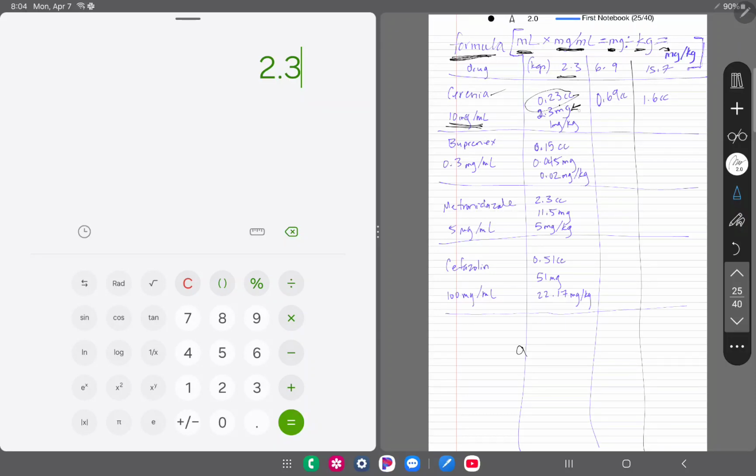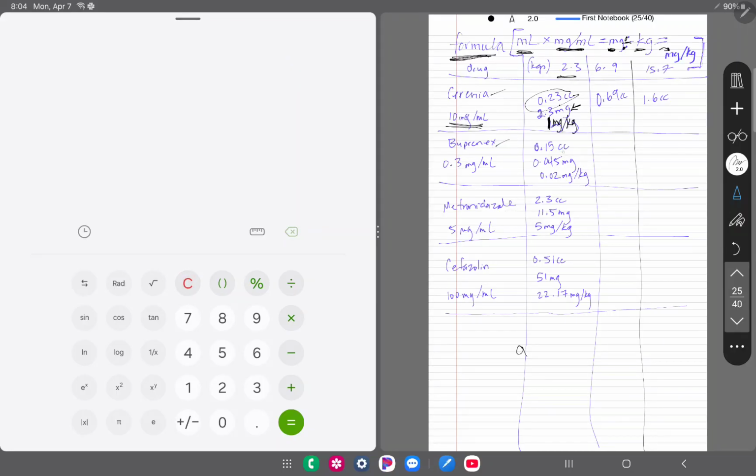That's good and all, but what if you are trying to write up your VTS report? Sometimes they need you to write it out as mg per kg. Well, that's fine. We can do that too. We'll take our milligrams divided by kilograms. So 2.3 milligrams divided by 2.3 kgs equals 1 mg per kg. There you go. And that makes sense because Serenia 99.999% of the time is going to be 1 mg per kg. Totally makes sense.